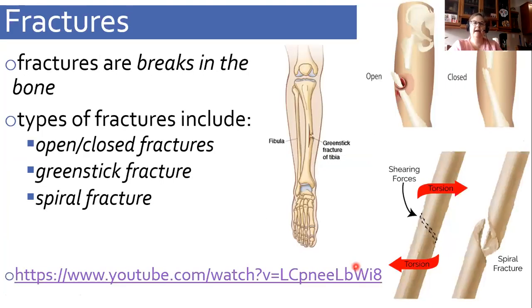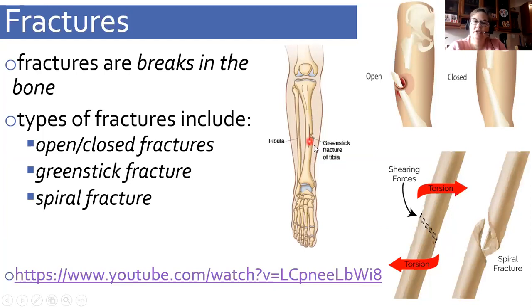And then the last one I have here are fractures. Fractures are breaks in the bone. I have a couple of images of fractures here, right? These are injuries that we have with the bone. We see the difference between open and closed. Open breaks the skin, closed doesn't. Here we see a green stick fracture.